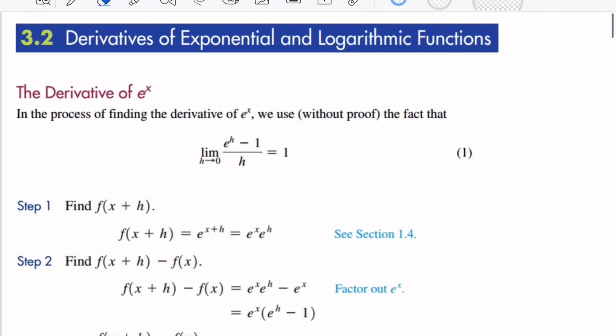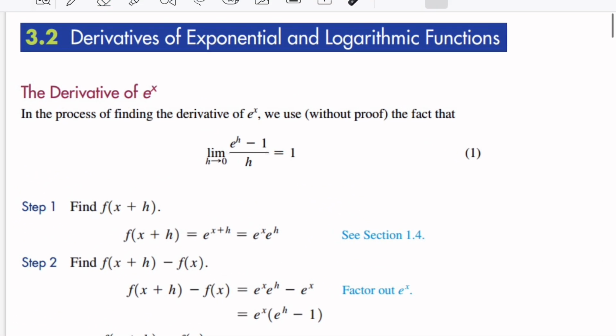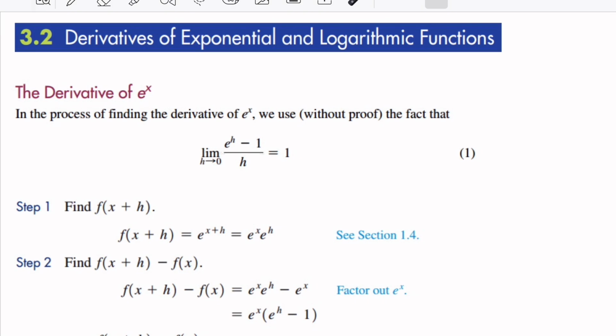Okay, so in this video, we're going to go over chapter 3.2 from our textbook, which goes over derivatives of exponential and log functions. So first we'll look at the derivative of e to the x.